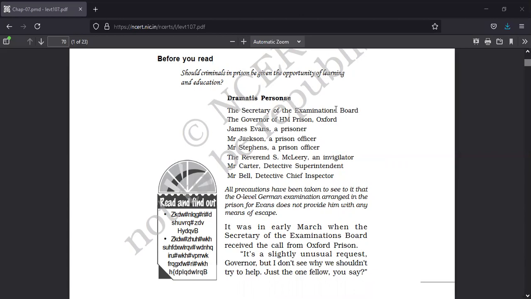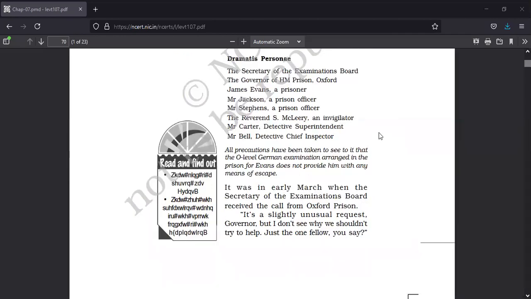Dramatis personae. You can underline that. Dramatis personae means the character sketch. You can also write that. Personae means the characters in that particular play. Now you can see: the Secretary of the Examination Board, the Governor of HM Prison, Oxford, James Evans, a prisoner, Mr. Jackson, a prison officer, Mr. Stevens, a prison officer, the Reverend S. McClary, an invigilator, Mr. Carter, Detective Superintendent, Mr. Bell, Detective Chief Inspector. So now we are starting the lesson.